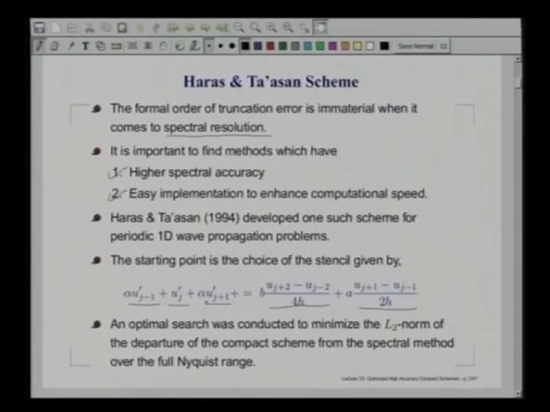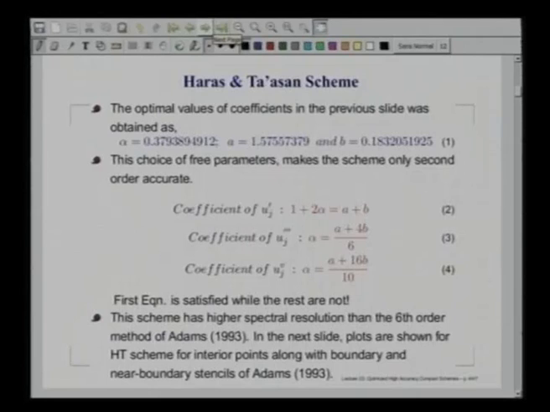Once you have that, you obtain these derivatives and find out what error is being committed, look at its norm in the mean square sense, that is what we mean by the L2 norm, and find out how it departs from the exact derivative, and try to obtain it over as much of the full Nyquist range as possible that we discussed earlier.